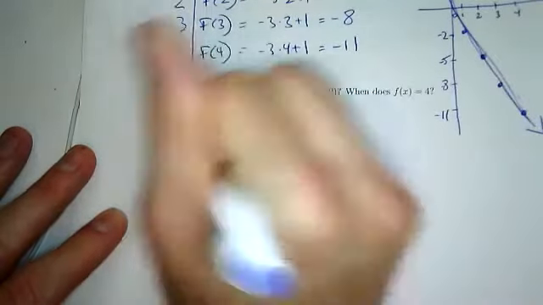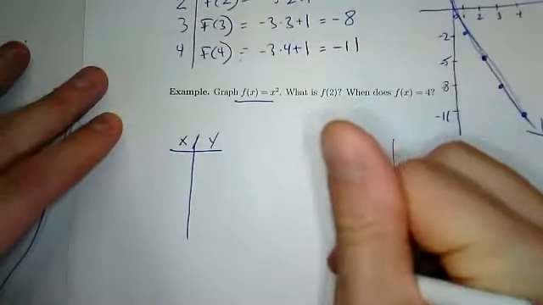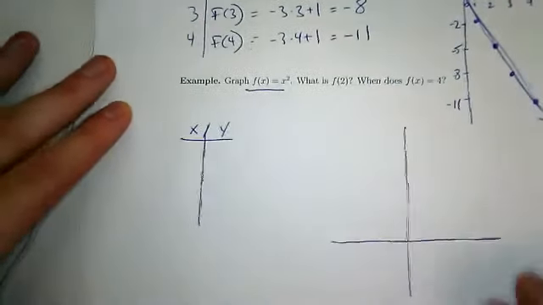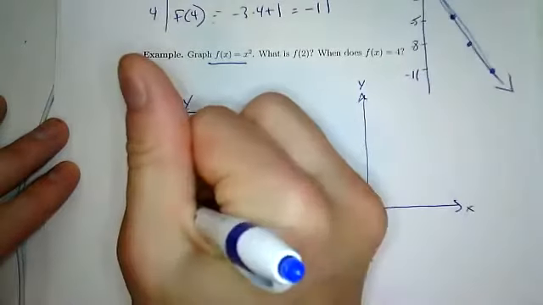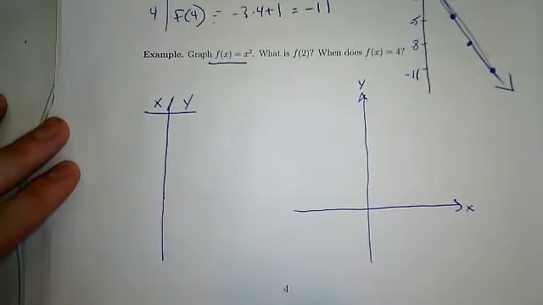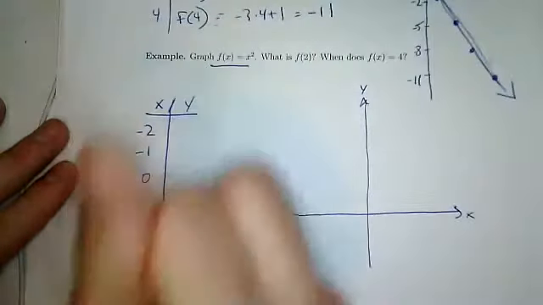So let me make a little line, x, y. Try to save more space for my grid. There we go. All right, x, y, and let's make a little table. It doesn't really matter, you can do either side, but I'll do it in the middle so I have a good idea of what the whole function looks like. So I'll do -2, -1, 0, 1, 2.